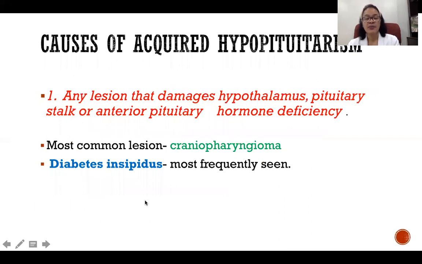So for acquired hypopituitarism, the main cause is a lesion that damages the hypothalamus, the pituitary stalk, or the anterior pituitary, causing hormone deficiency. And the most common lesion here is a craniopharyngioma. And the most frequently seen manifestation is diabetes insipidus.